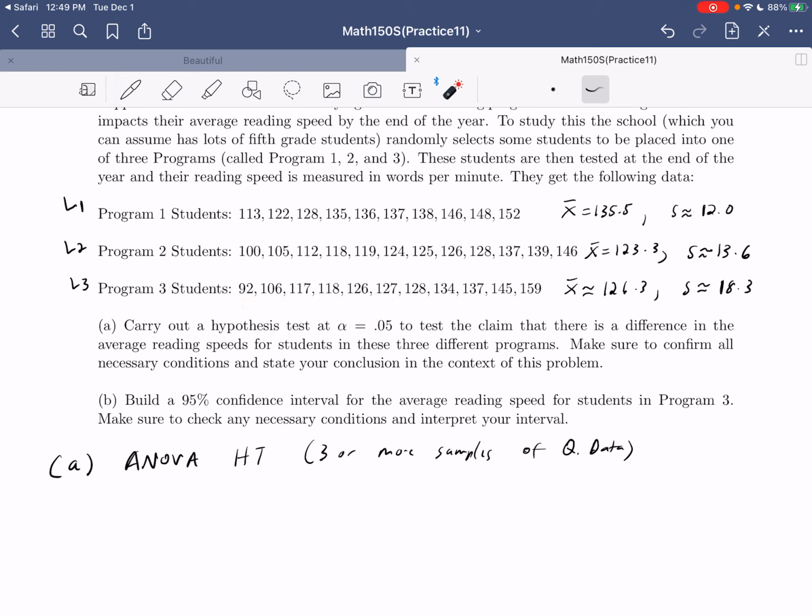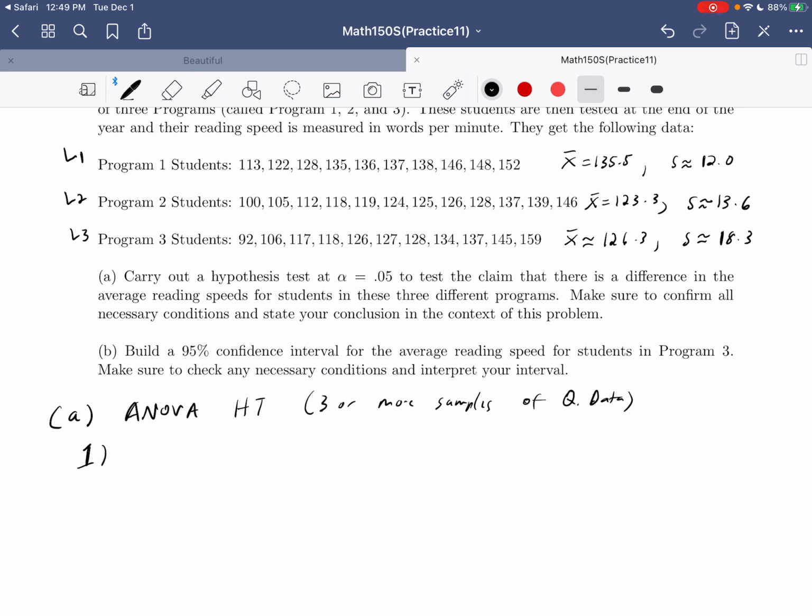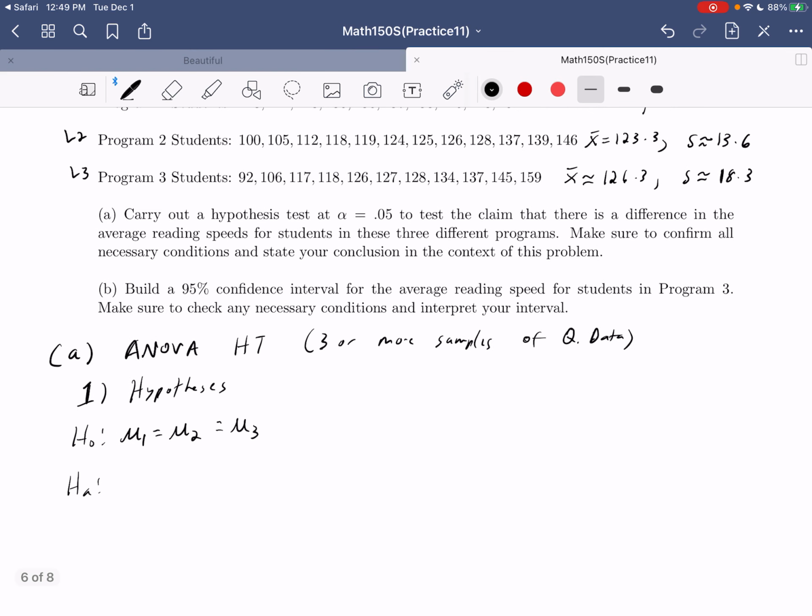Okay, so let's go ahead then and actually start this Anova hypothesis test now that we have that preliminary stuff out of the way. So first we need to start with our hypotheses. So H0 and HA. Remember that the baseline assumption, the null hypothesis for an Anova test, is always that the average for each population, or in this case each program, is going to be the same. So we're going to say mu1 equals mu2 equals mu3. If we had a fourth program, we'd put equals mu4. But for now, we just have 3, so mu1 equals mu2 equals mu3.